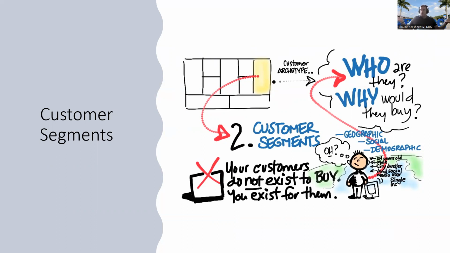So what are we asking ourselves? Who are our customers? Why would they buy from us? And where are they located? What city or state or country do they live in? Are they social media users? Are they not social media users? What is their demographic? Are they Caucasian, African American, Asian? Are they between the ages of 15 and 30, or are they between the ages of 45 and 60? What do these customers look like?